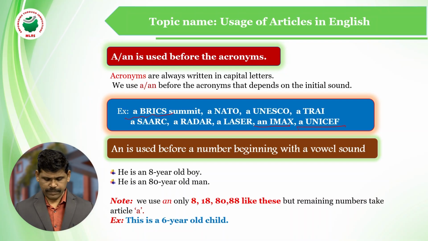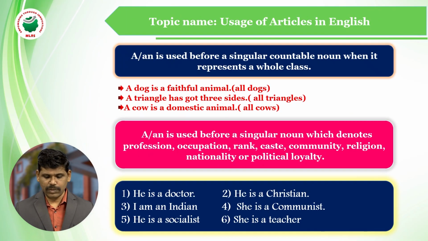So please remember. A or an is used before a singular countable noun when it represents a whole class. Even a singular countable noun, if you use the article, can talk about a whole class or group. A dog, here we are not talking about one particular dog, but the entire race. A dog is a faithful animal. That means all dogs; generally the quality of the dog is that it is faithful. A dog is a faithful animal.